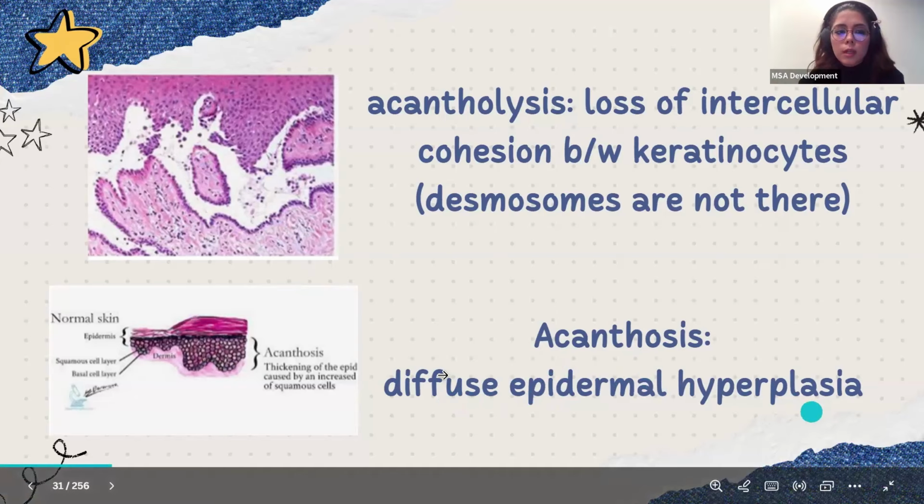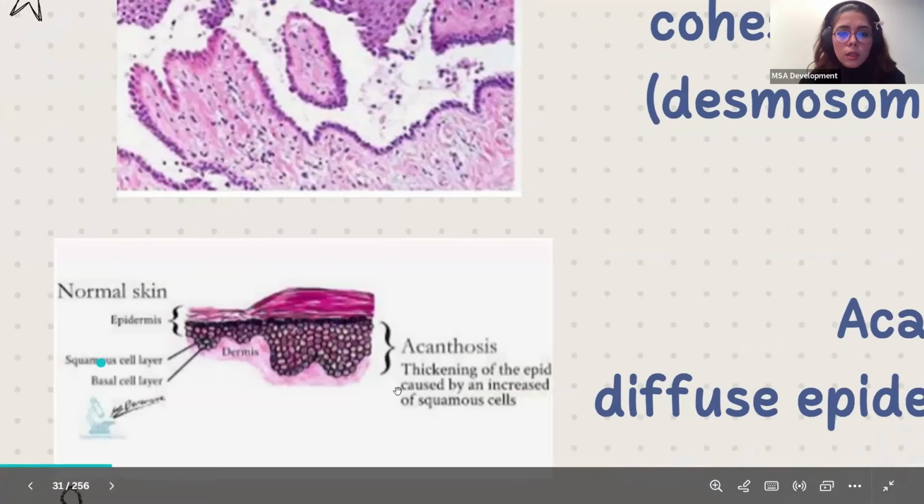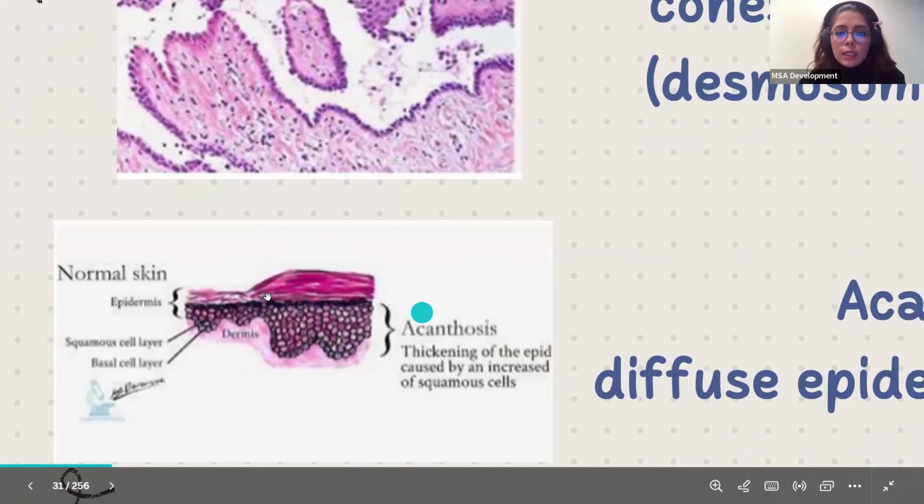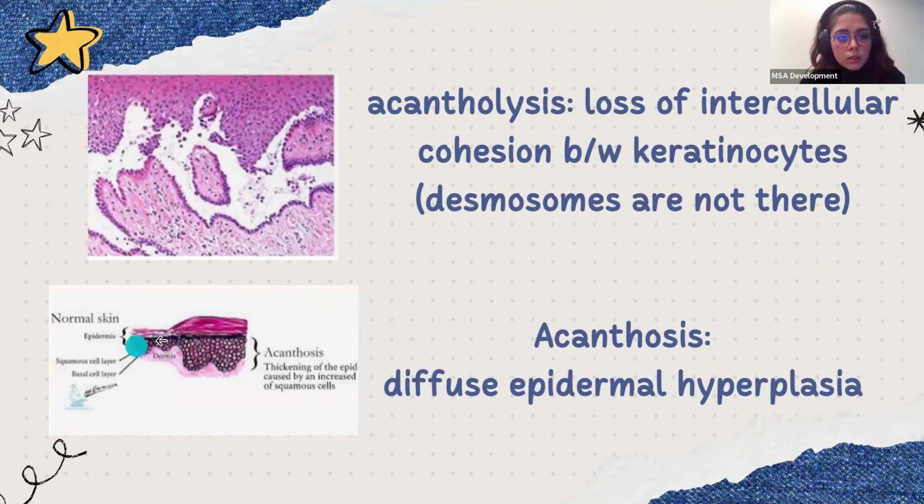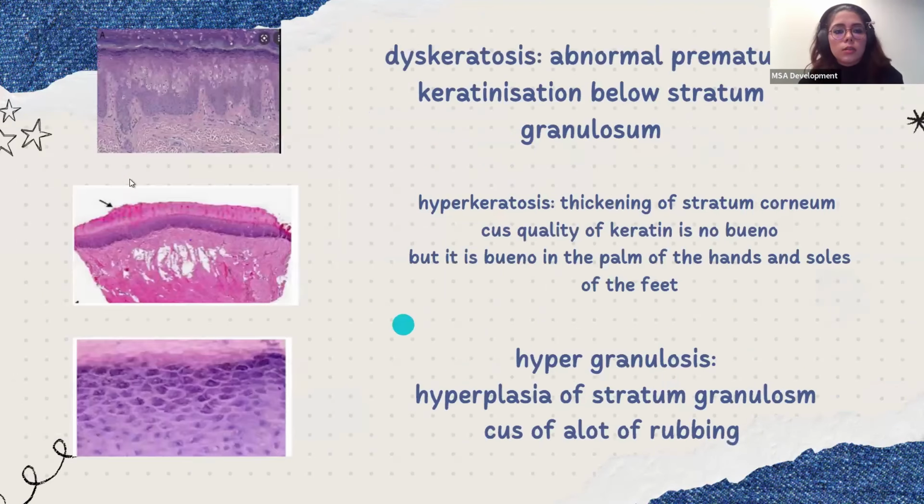Acanthosis is diffuse epidermal hyperplasia. There's an increase in the squamous cells. You can see like this is normal, this is not normal. Increased keratinocytes, increased squamous cells. There would be thick keratin at the top. That's all. Dyskeratosis is abnormal premature keratinization below the stratum granulosum.